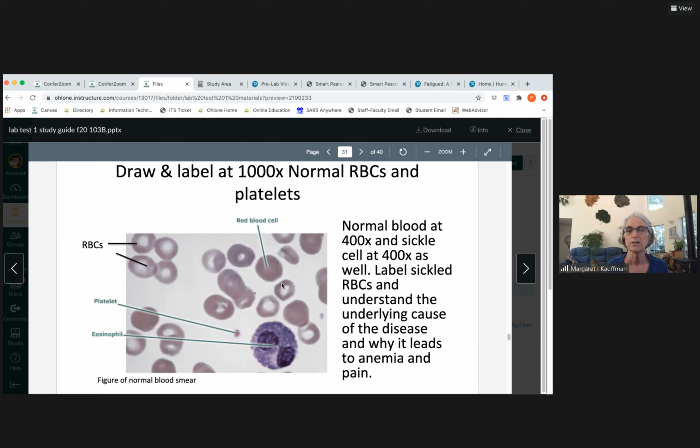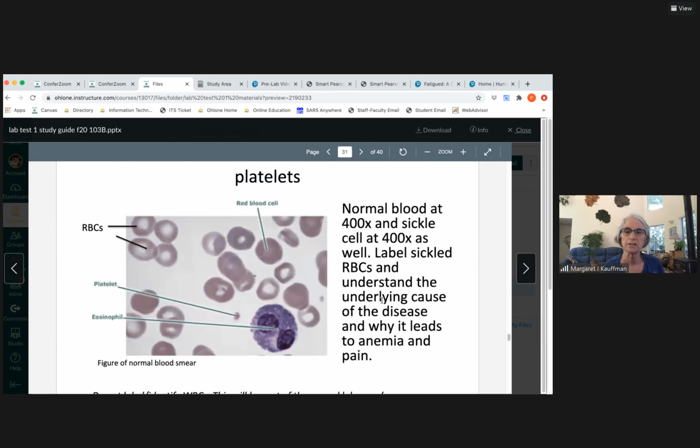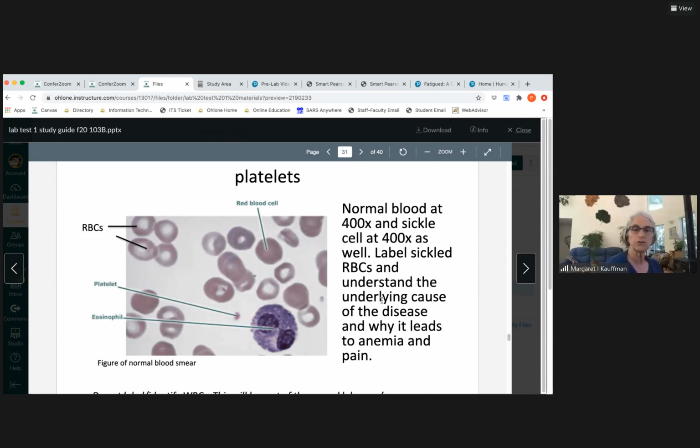So it tells you to draw it at 400 and also draw sickle cell anemia, which I don't think I put a picture in here, at 400. I didn't put a picture of it. So if you go into the lab test 1 materials, you'll see in the histology slide folder there's a slide of sickle cell anemia and a slide of normal human blood. So I'm having you draw those at lower magnification, not at 1000, so that you can compare the shapes of many of these red blood cells.